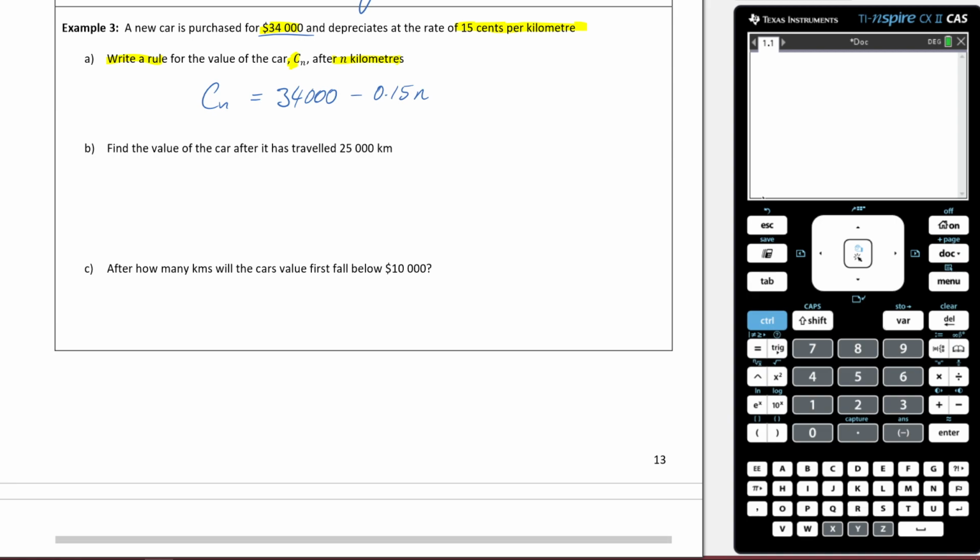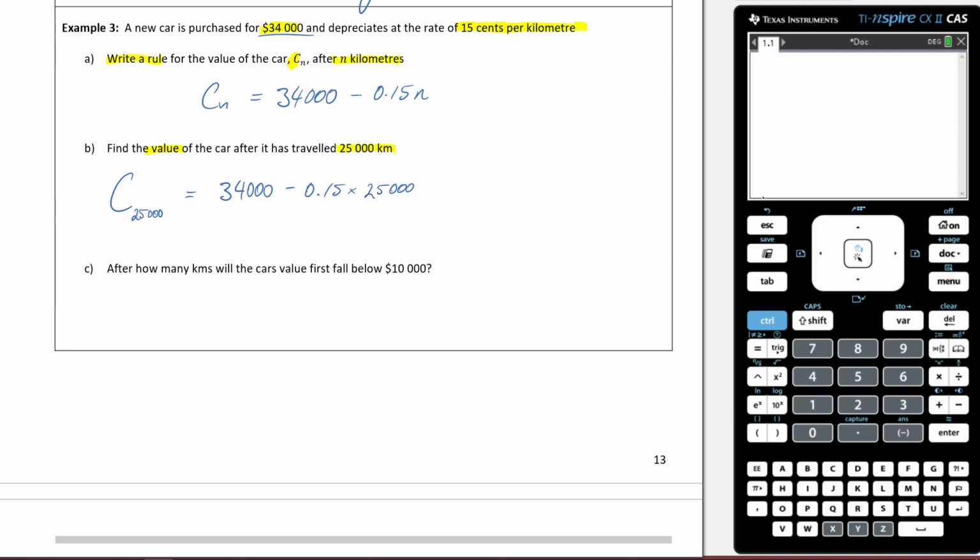Next, this is where you should get your highlighter out. Find the value of the car after it has traveled 25,000 kilometers. My goodness. All right, so this means into the n spots, we're going to be putting 25,000. This is going to get a bit messy. Try our best. So I'm going to put 25,000 in there, is equal to 34,000 minus 0.15 times 25,000.